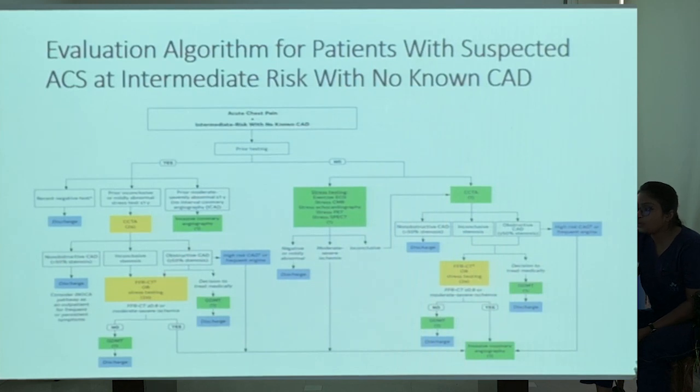Then the next group is where no prior testing was done when the patient presents to the emergency department with acute chest pain at intermediate risk. Then we can do two different types of testing. Firstly, we can do stress testing, like exercise ECG, stress CMR or stress PET, and we can find the degree of ischemia, depending upon the 3 different groups.